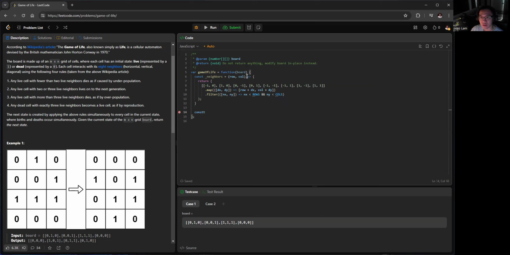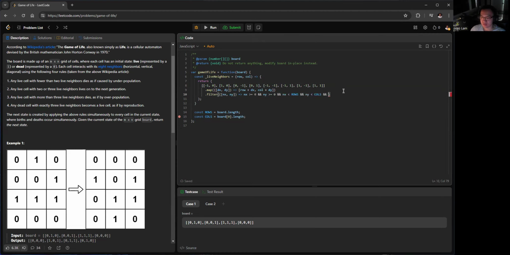So we need to create a few constants here. Rows equal to board length. Columns equal to board 0 length. And x needs to be greater than or equal to 0. Also, y needs to be in bounds, right? And then we have to make sure that the cell is a positive number. We only care about the live neighbors. So actually, let's make it super clear. We only care about the live neighbors.